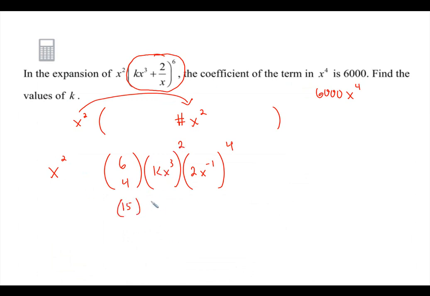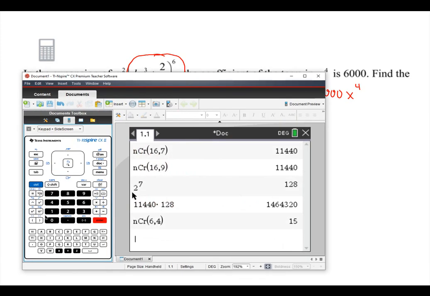k to the 2nd power, so don't forget that. We need to have k to the 2nd power. So raise k to the 2nd power, x to the 6th. Over here, 2 to the 4th power is 16, x to the -4. So if you work all this out, you're going to end up with basically 15 times 16.